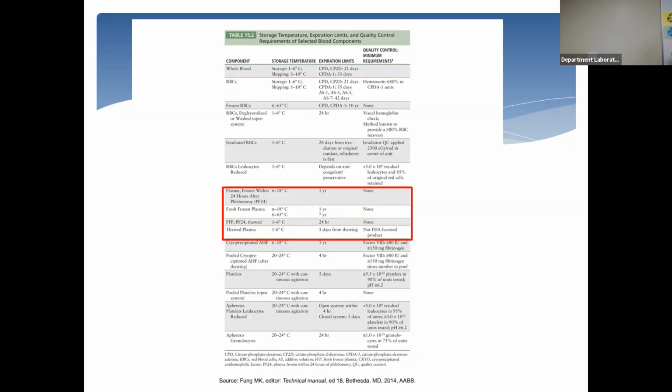Until thawing, of course. And then after thawing, it is stored at refrigerated temperature, and it's good for 24 hours, okay? And then AABB says you can extend that. It becomes plasma, and it's good for 5 days from the date of thawing. All right, so there are several different products there.